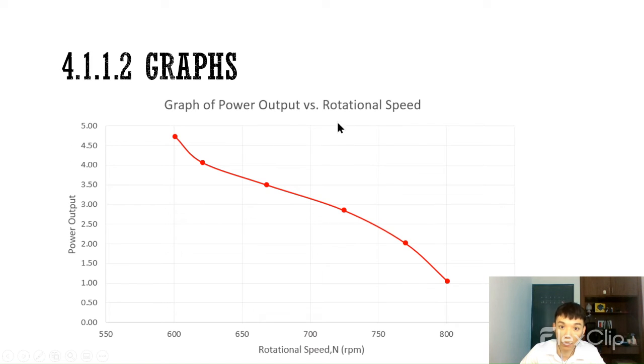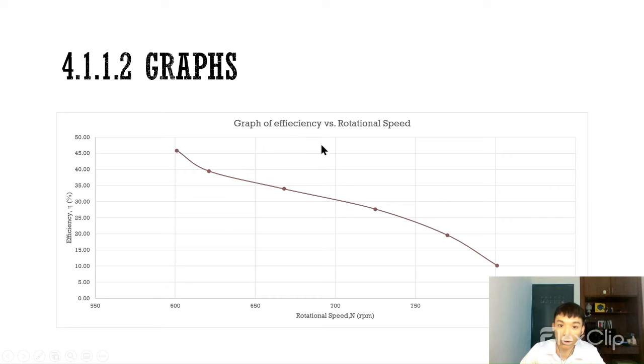And for the power output versus the rotational speed, when the rotational speed increases, the power output also decreases. And the same goes for the efficiency. When the rotational speed increases, the efficiency also decreases.